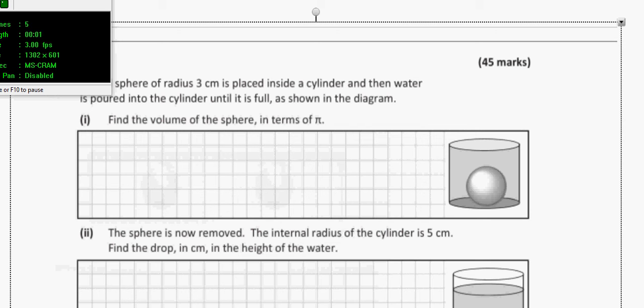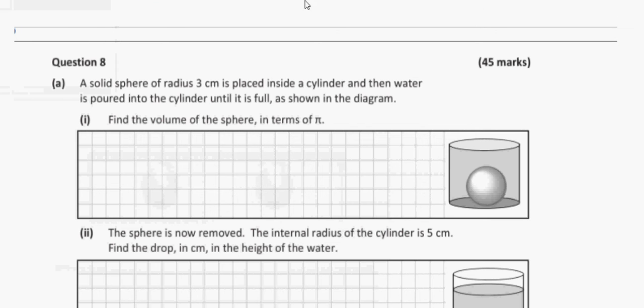First things first. Key thing is underline the keywords. Sphere, volume, sphere, terms of pi. Go to page 9 or 10 of your maths tables that you'll be bringing in with you for your Christmas exams, because you all own maths tables, right?